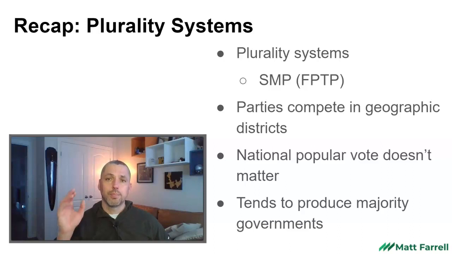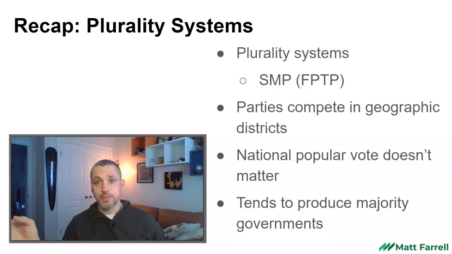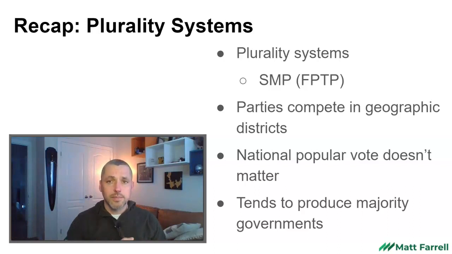So just to recap, a plurality system such as single member plurality, often called first past the post. Under that system, parties compete geographically. They compete in individual electoral districts, and we look to see which candidate wins in each of those. The national popular vote does not matter. These systems are preferred because of their simplicity. It's pretty easy to choose your local representative. You just select one of the names on the list. And it's also preferred because it tends to produce stable majority governments.